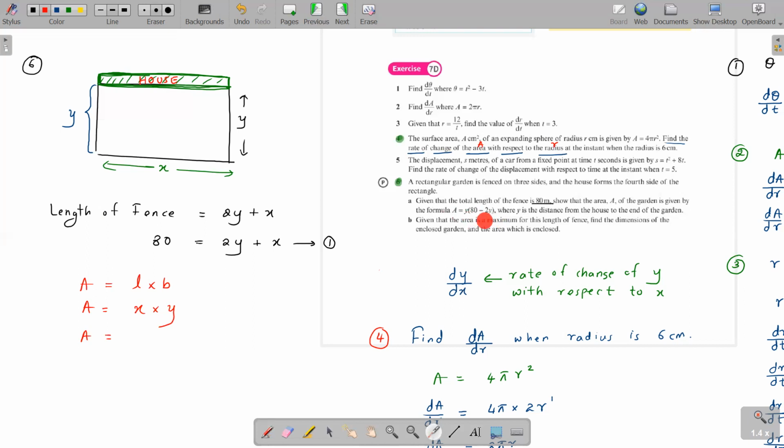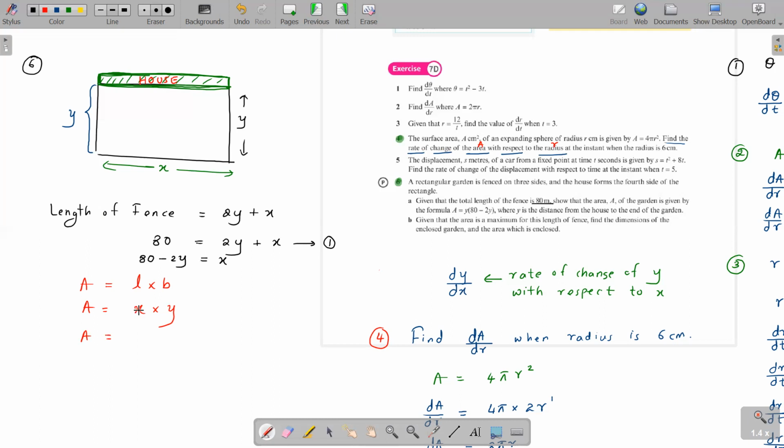Do you see that the area should be in terms of y, which means I need to get rid of the x here? Are you all with me? So how can I get rid of this x here? We can go into the other equation, the one that we proved earlier, and from here we can make x the subject. Who is x then? From the above equation we get x is 80 minus 2y.